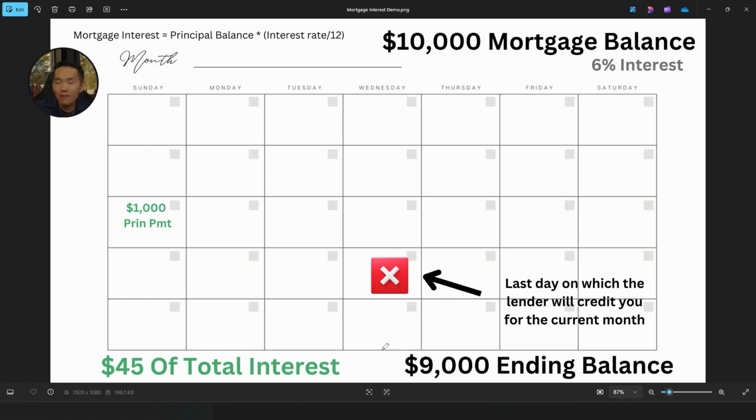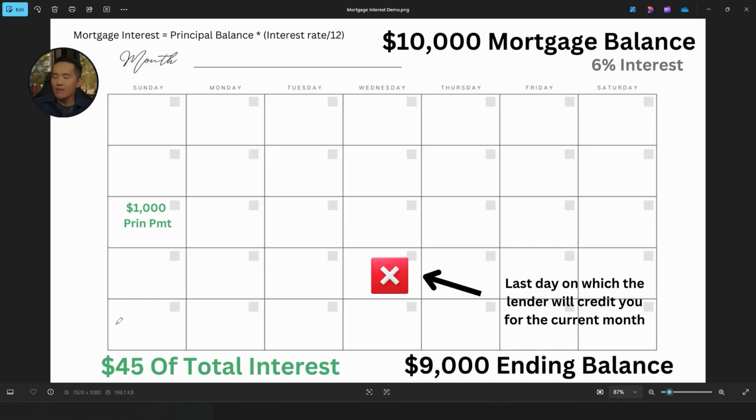As a result of that, we end up with a $9,000 ending balance with a total interest of $45 that we pay in the subsequent month. So not for this particular month, we will pay the $45 of total interest next month. By the way, you're more than welcome to walk through the calculation with me. The math is simple: 6% divided by 12, because that's how many months are in a year, multiplied by the $9,000 ending unpaid principal balance, and that should get us the $45 total interest number.